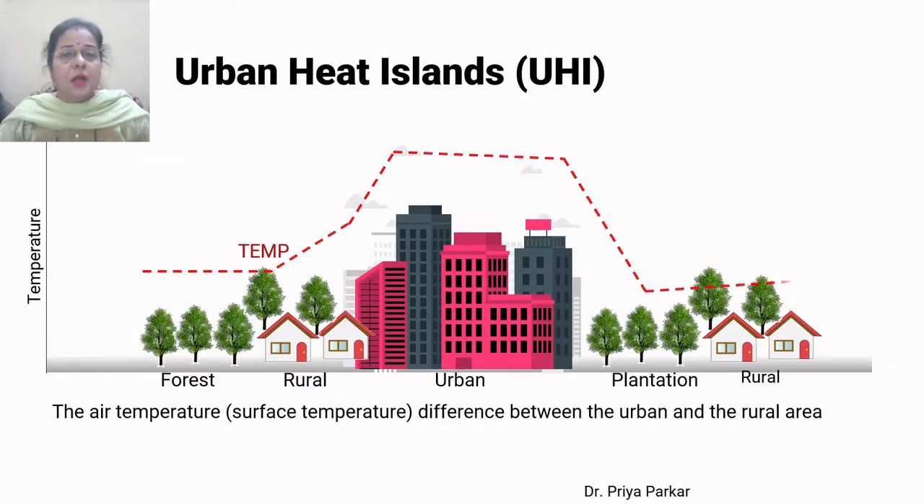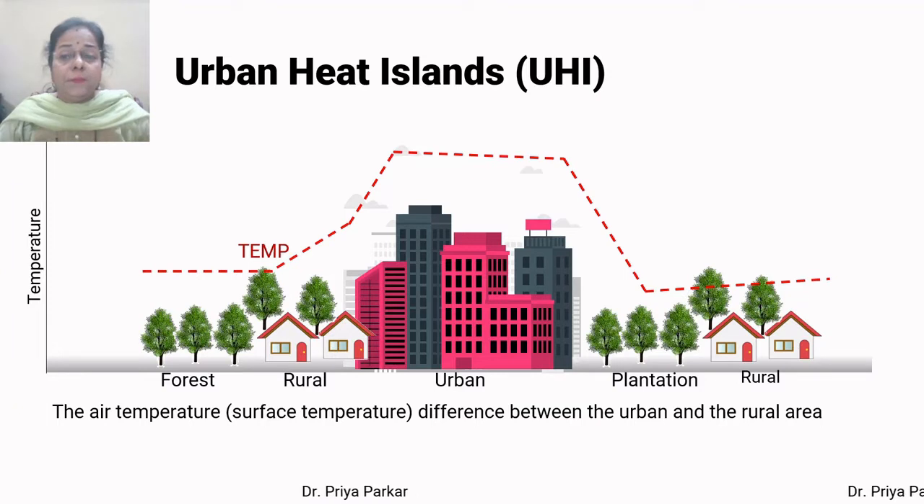See this picture, how temperature changes with change in land use in urban and rural areas. In the beginning, the graph of temperature is low in the forest. Then it increases gradually in the rural areas. It shows a sharp rise in the hot cities. Further, it declines rapidly in the plantations and then in rural areas. Here, the urban area looks like an island of heat on the background of cool rural surroundings.